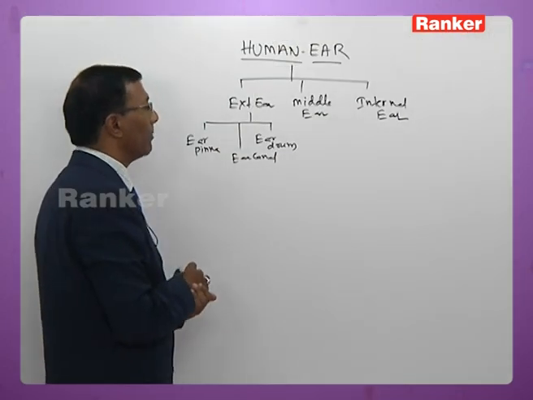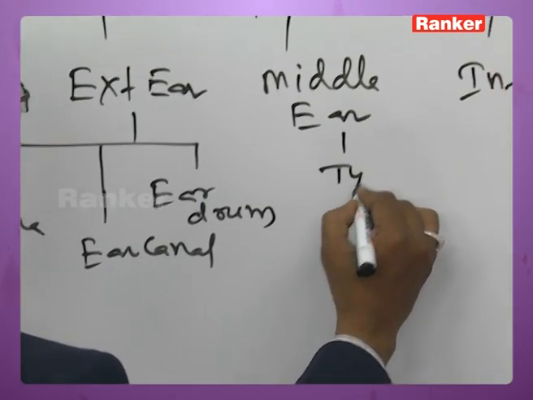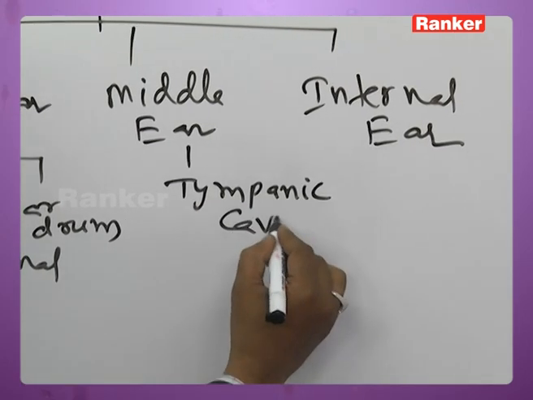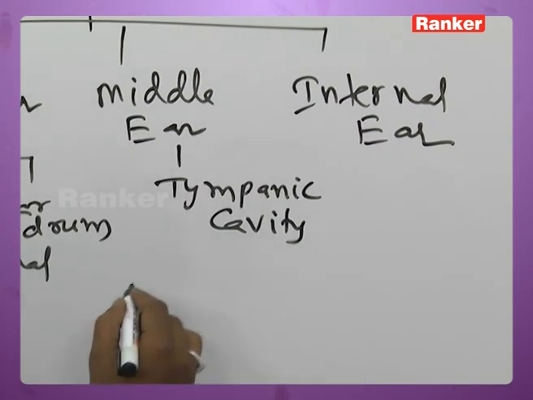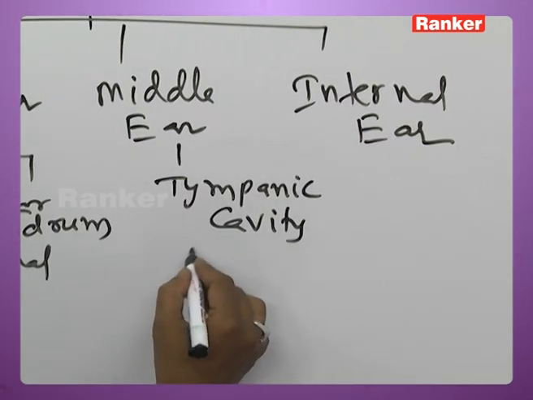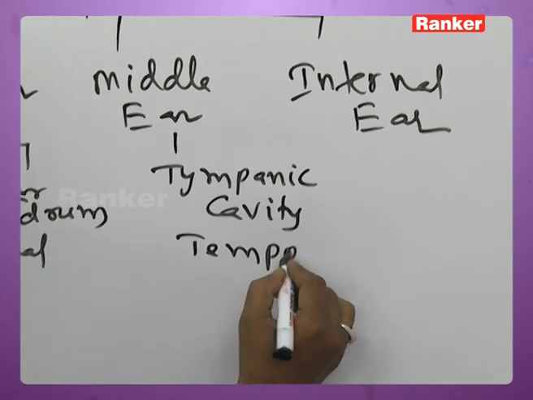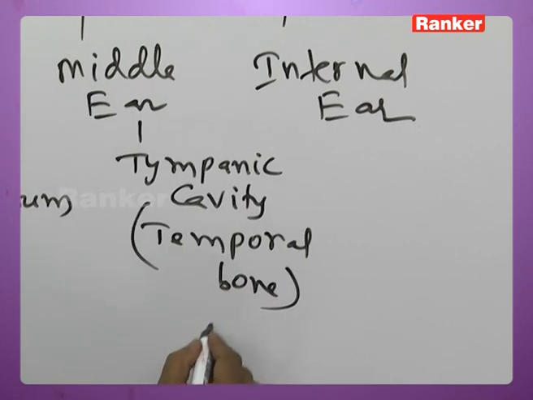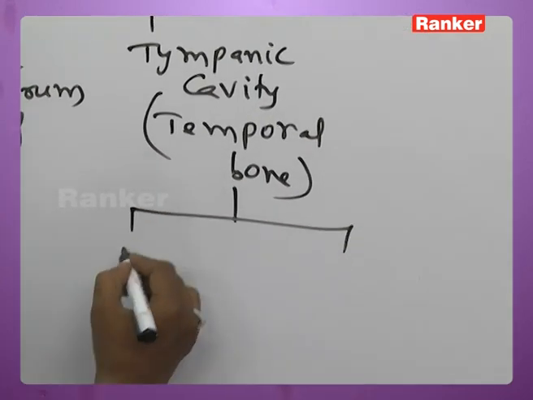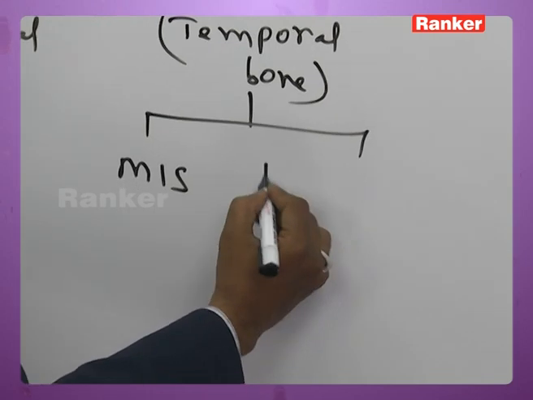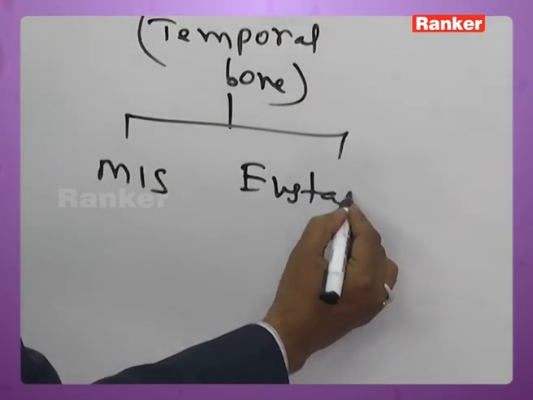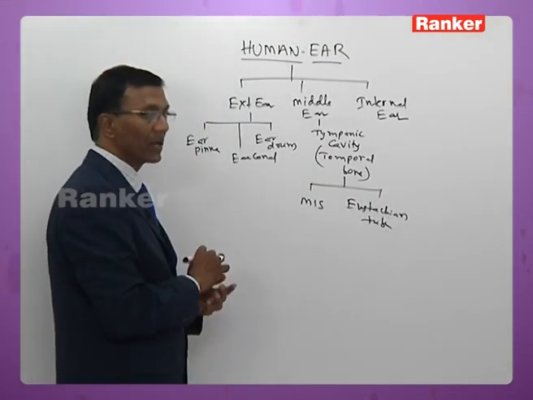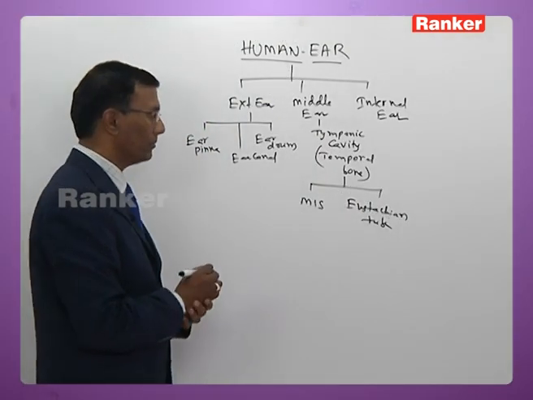The middle ear is also called the tympanic cavity. The tympanic cavity is enclosed in the temporal bone and it consists of MIS and the Eustachian tube.